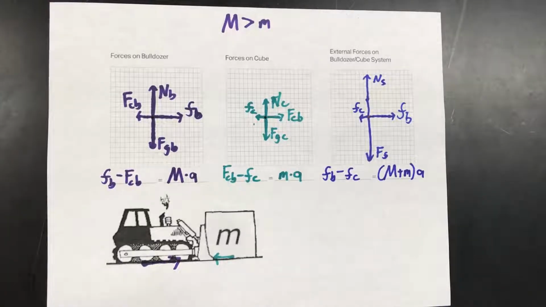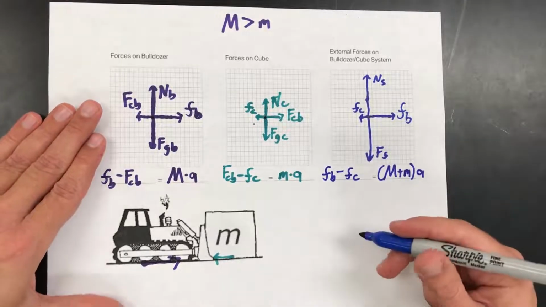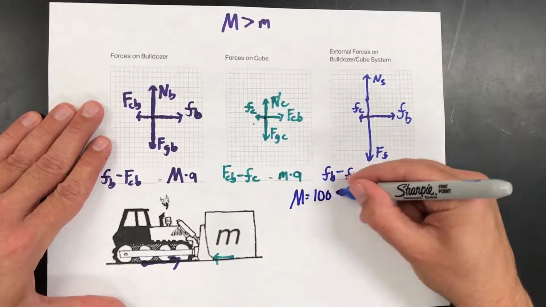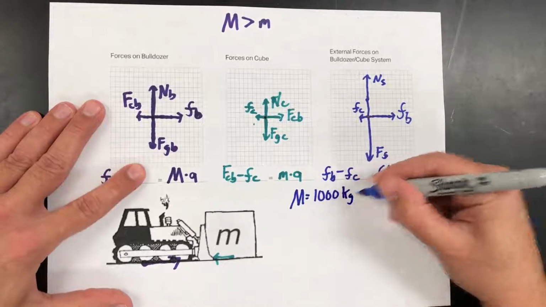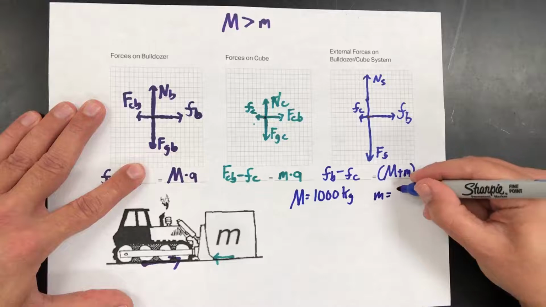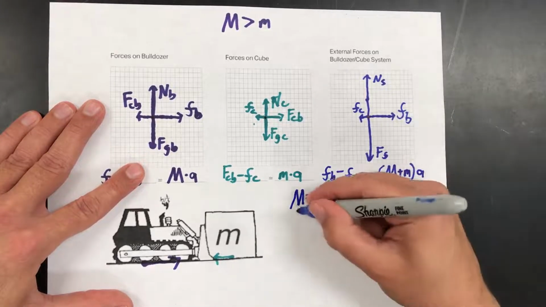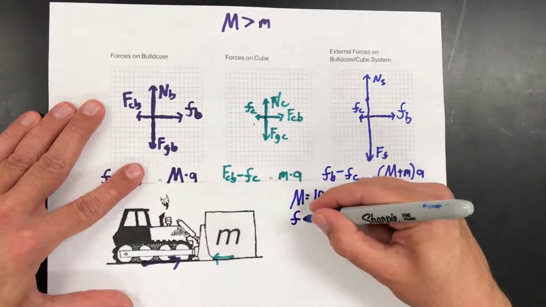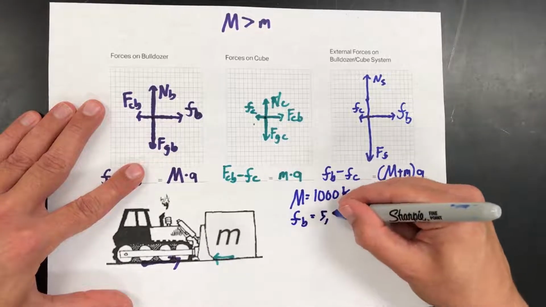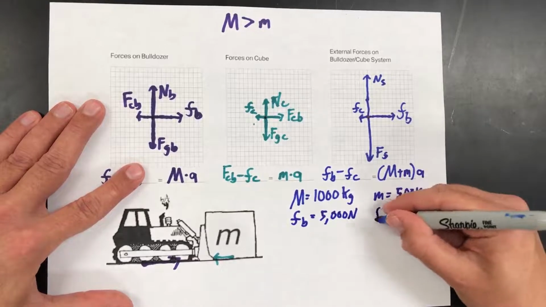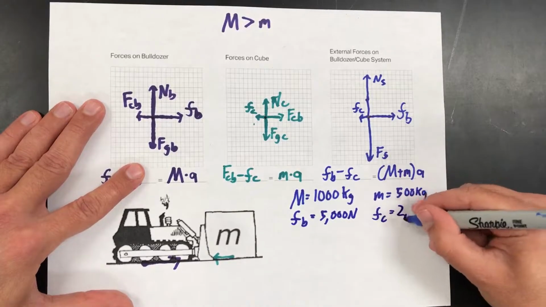The last thing they want you to do is to use some numbers to actually solve a problem. They tell you at the bottom of the page there that the mass of the bulldozer is 1,000 kilograms. They tell you that the mass of the cube is 500 kilograms. They tell you that the force of friction on the bulldozer from the ground is 5,000 newtons, and that the force of friction on the cube is 2,000 newtons.